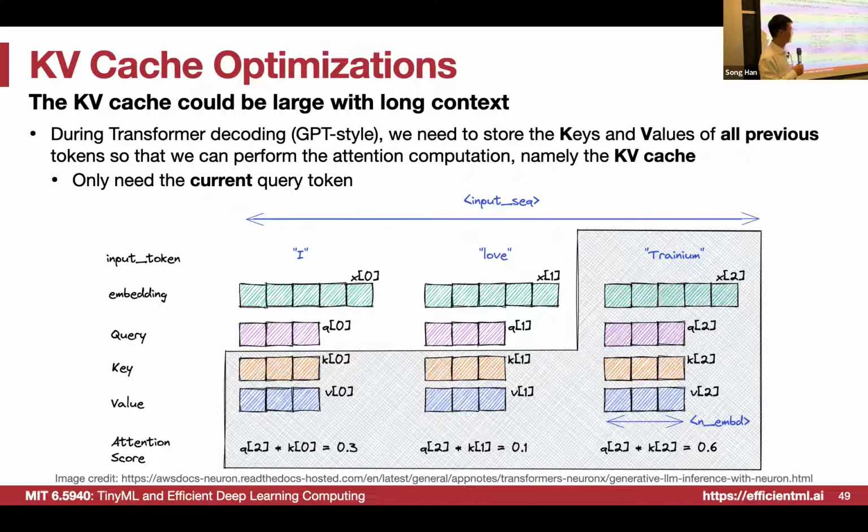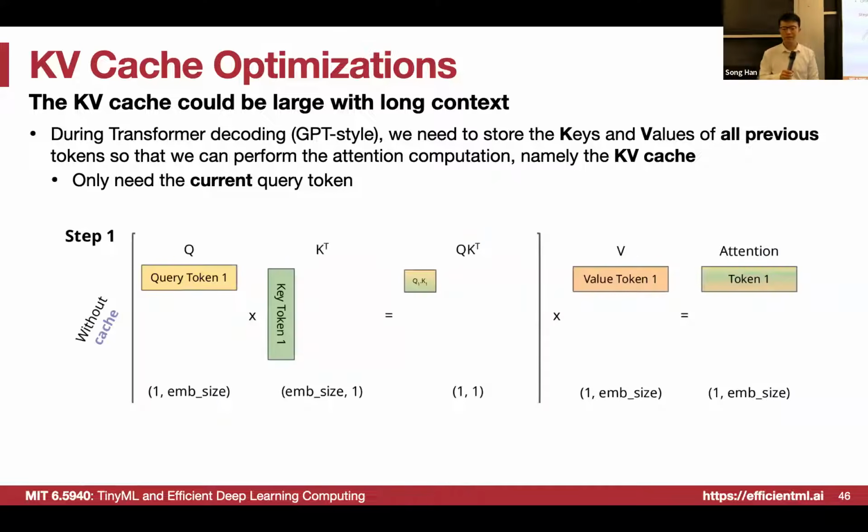So we need to store the key for all previous tokens, and similarly for V. They stay the same no matter if it's Q2 or Q3. You can imagine that as the input sequence gets longer and longer, the amount of values we have to store will grow linearly. Let's see another example: what happens if there's no KV cache? This is the video.